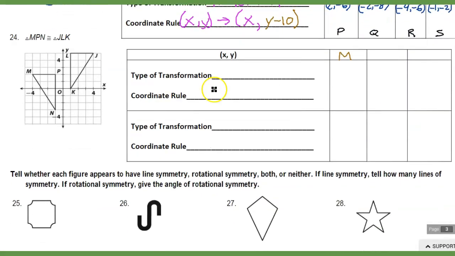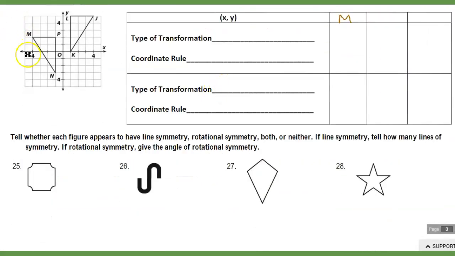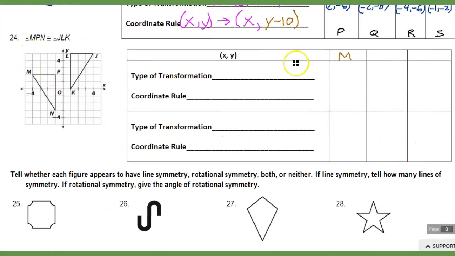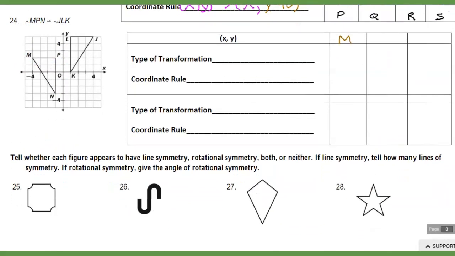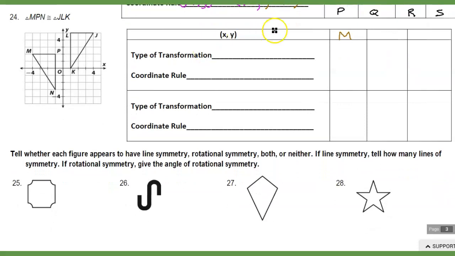All right, let's continue on to 24. Looks like we're going to need to map M, P, N to J, L, and K. I'm going to end up at J, L, and K. Let's get those coordinates down for our pre-image.